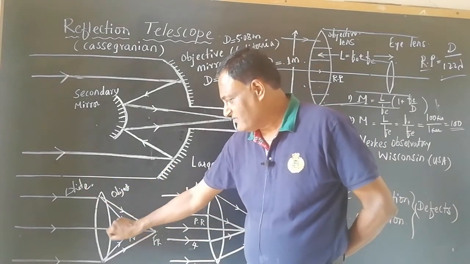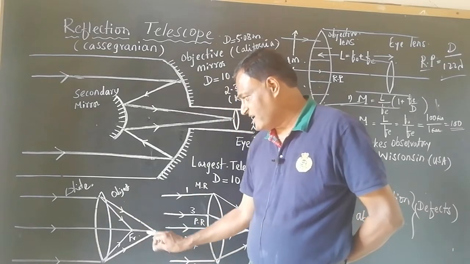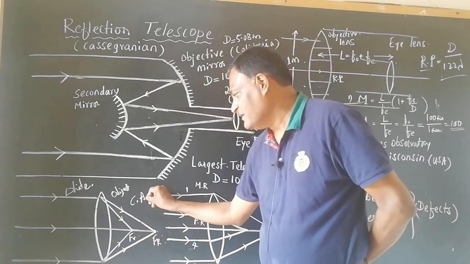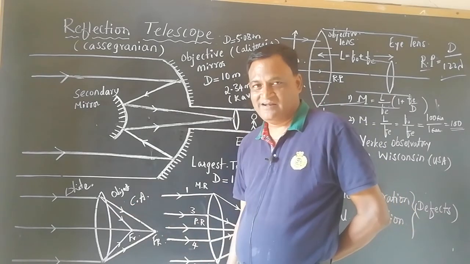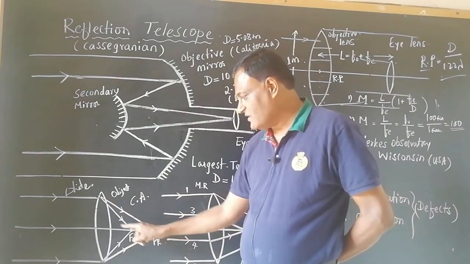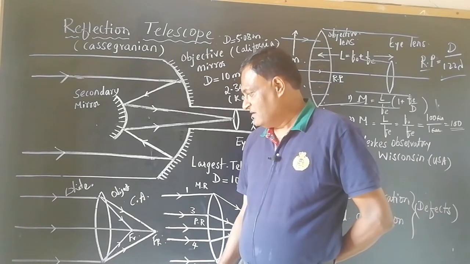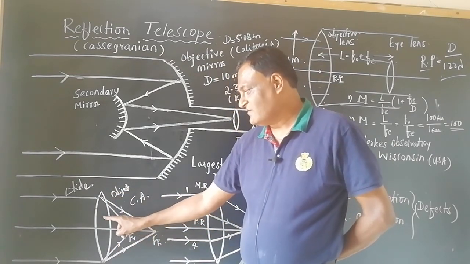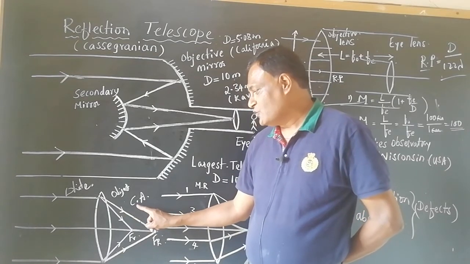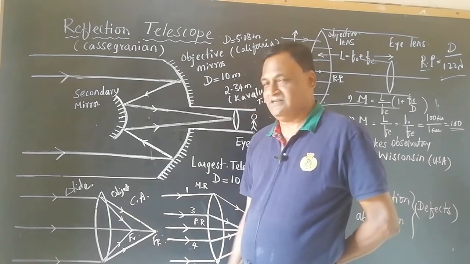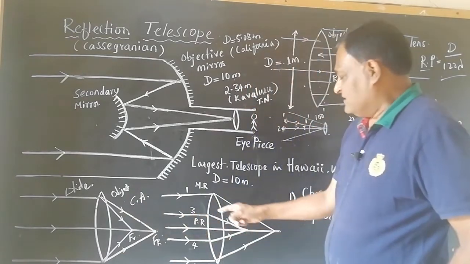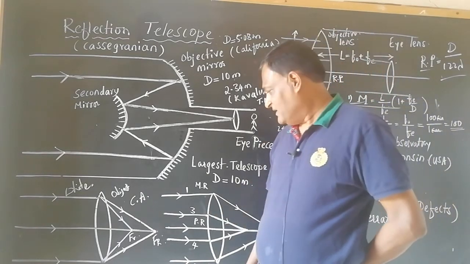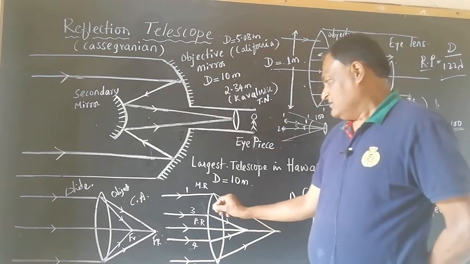This particular effect of the lens is called chromatic aberration. Chroma means color. Different colors are brought to focus at different points. And this particular defect for the case of a convex lens is called chromatic aberration. This is another disadvantage of a refraction type telescope.